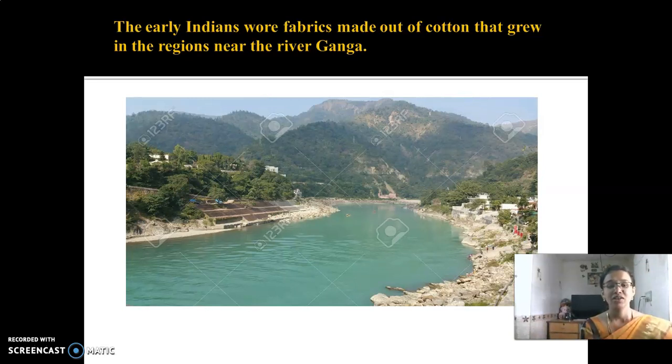One more thing, children, this started after the people had settled in some places. First, the early humans used to move in the forest from one place to another in search of food. They used to live wherever they got food and wandered here and there. Afterwards, they began to settle down near the river basins. They began to settle down near the river areas and they started to do agriculture near the lakes and the rivers. So first the fabrics were made by the people who lived near the river Ganga.